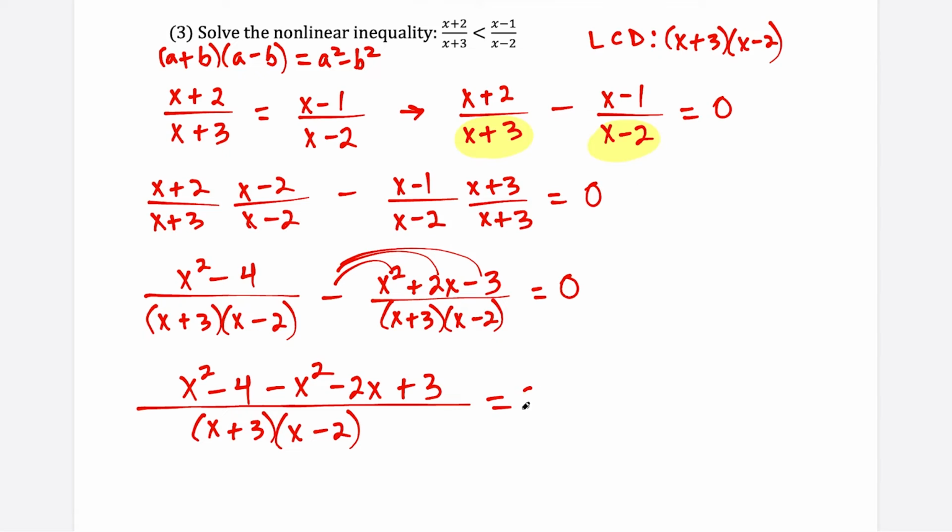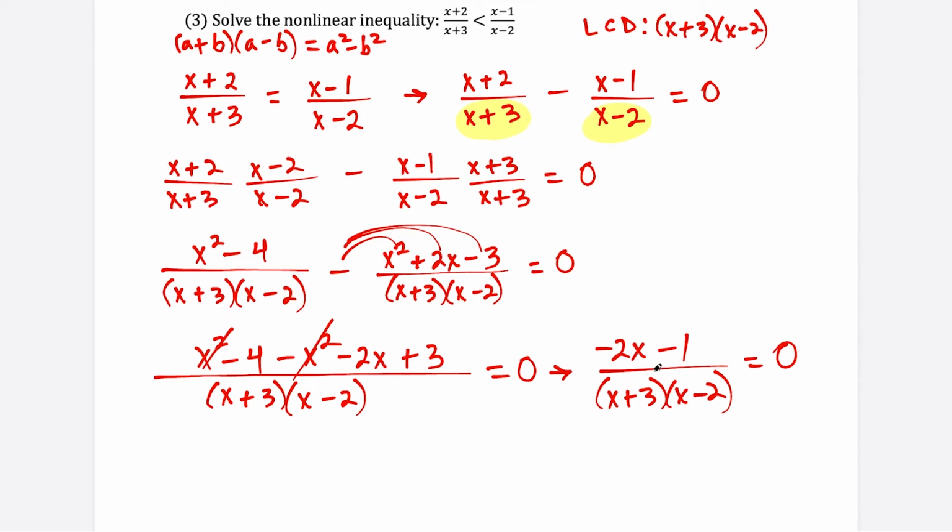And all of this is equal to 0. So from here, we can combine like terms. x squared minus x squared cancels, and then we have just a negative 2x on its own. And then negative 4 plus 3 makes negative 1, and this is over (x plus 3) times (x minus 2), and we're setting this all equal to 0.